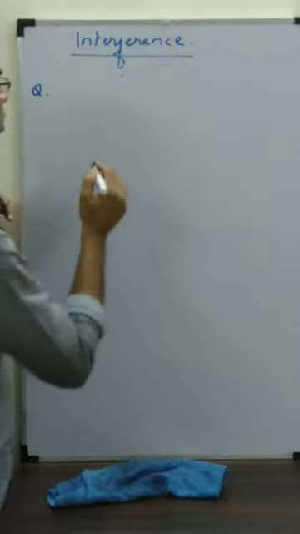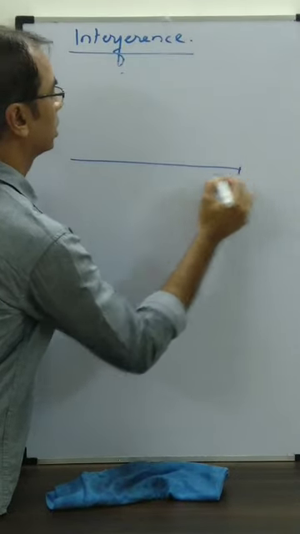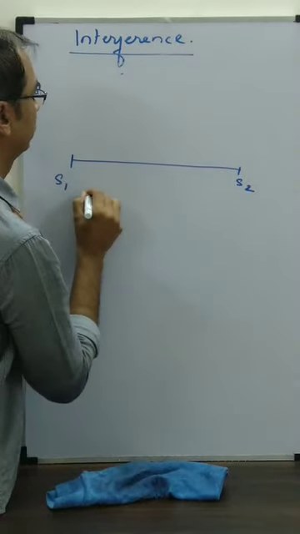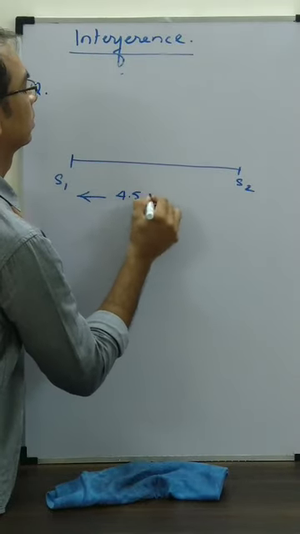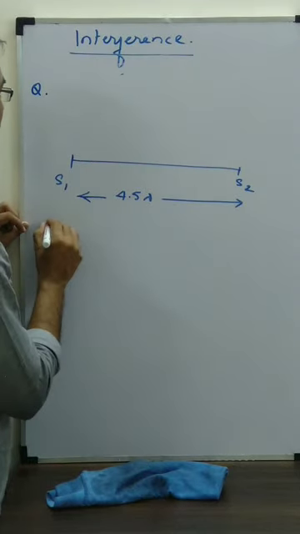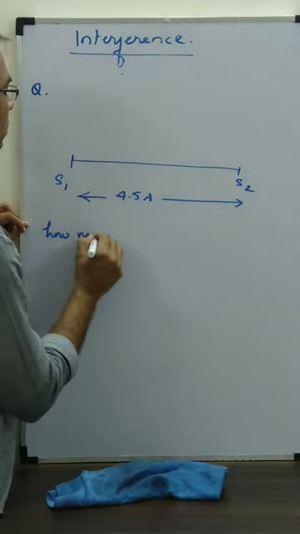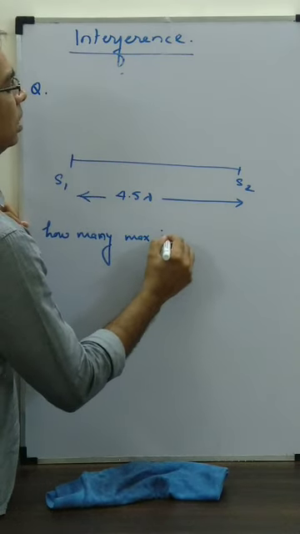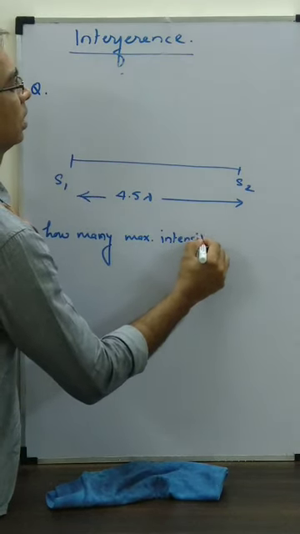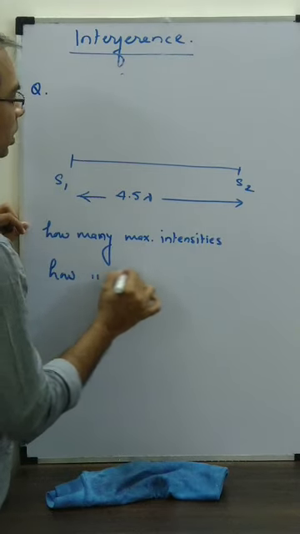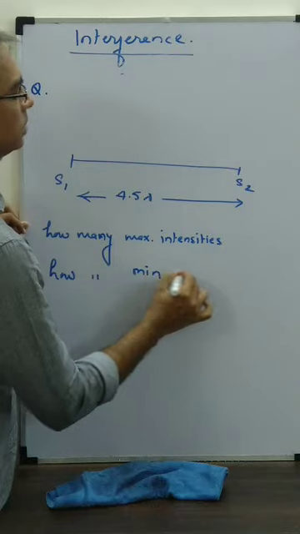Suppose now I am giving the distance between S1 and S2 as 4.5 lambda. Okay, the question is how many maximas are there? How many maximum intensities and how many minimum intensities are there? How many minimum intensities?